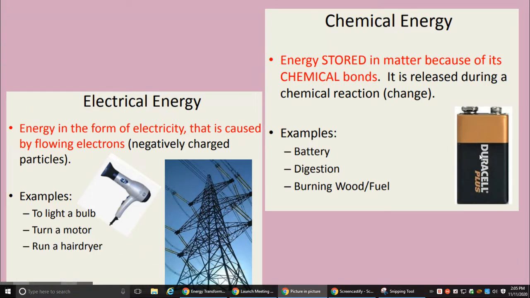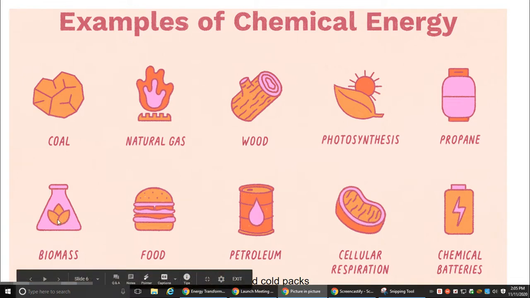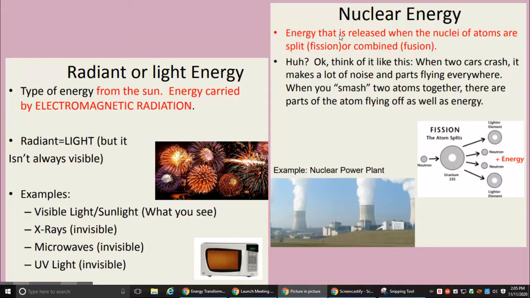Chemical energy is stored in matter because of its chemical bonds. That energy is released during a chemical reaction. Some examples would be batteries, food, wood, coal, gas, fuel. Some examples of chemical energy, again: coal, natural gas, wood, photosynthesis, propane, which is gas, biomass, which would be leaves, branches, food, petroleum, cellular respiration, and chemical batteries. These are all examples of chemical energy.